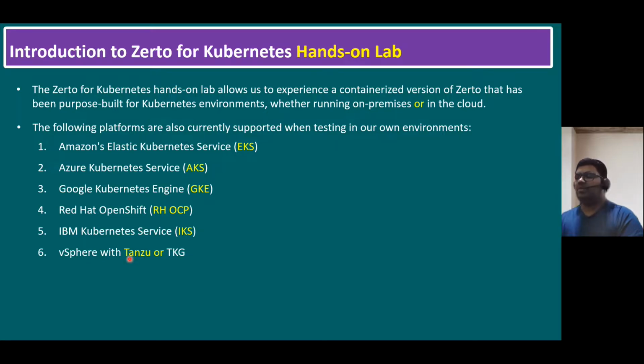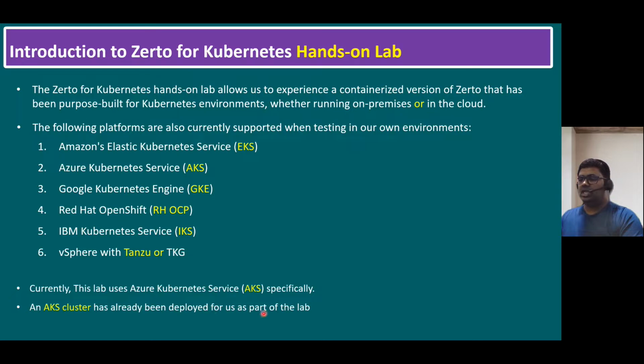We may expect in future other container platforms to be supported, such as HPE Ezmeral, and we also have other container platforms like SUSE Rancher. But in our current hands-on lab, we are just focusing on AKS. This lab uses Azure Kubernetes Service specifically, and an AKS cluster has already been deployed for us as part of the lab.